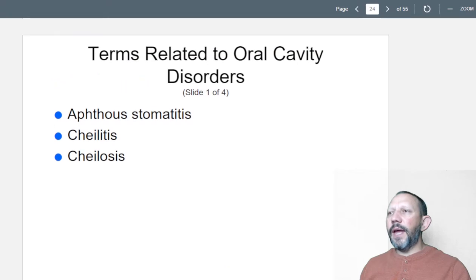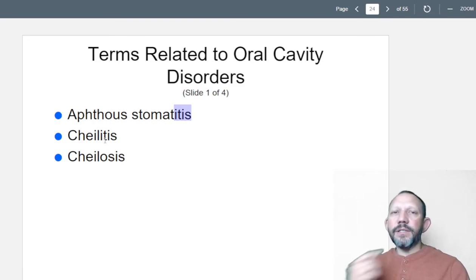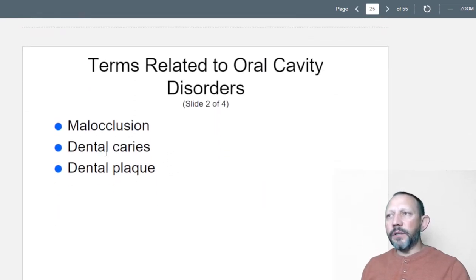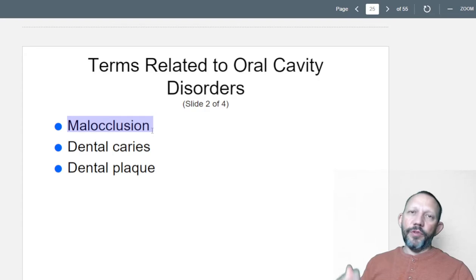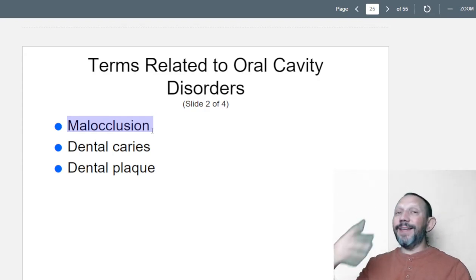Oral cavity, aphthous stomatitis. So aphthous ulcers. Stomato means mouth, right? And itis, stomatitis, is inflammation. Aphthous ulcers are canker sores, okay? Cheilitis is swollen on the lips, and cheilosis is like chapped lips, basically, you could say that. Oral cavity disorders, malocclusion, so it doesn't close normally in some way. That's where we have either orthodontists or periodontists or something like that to work with.